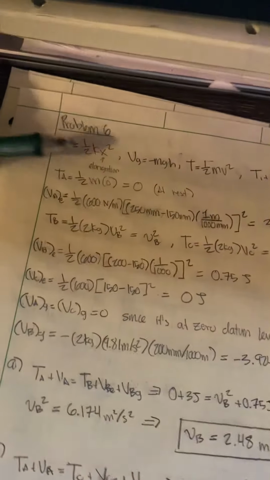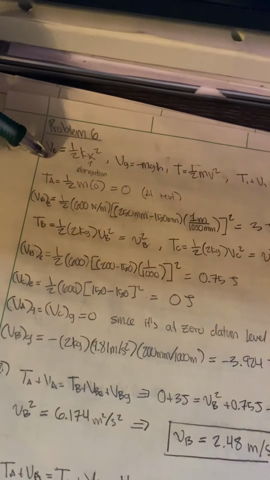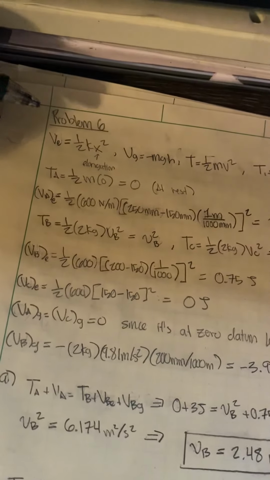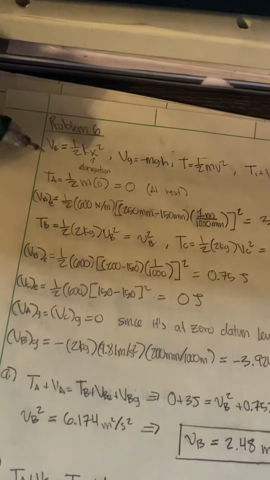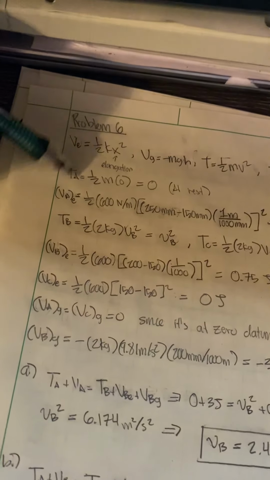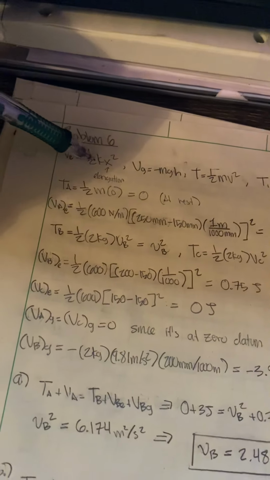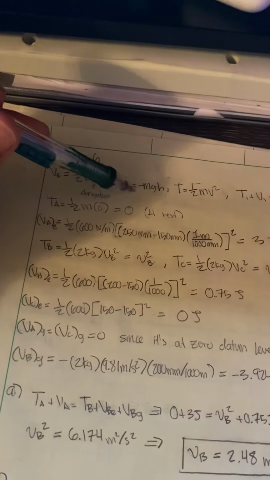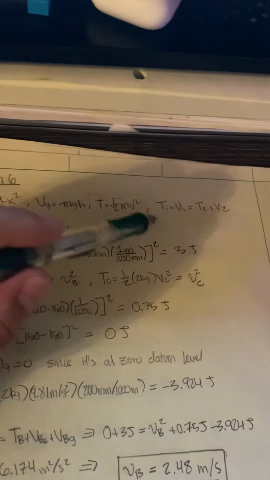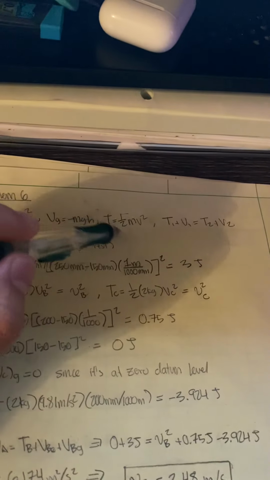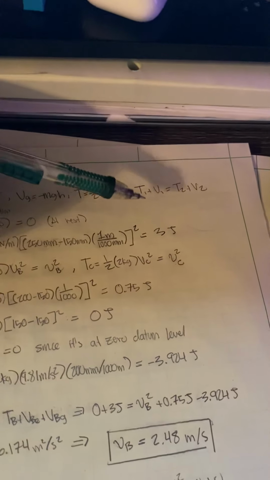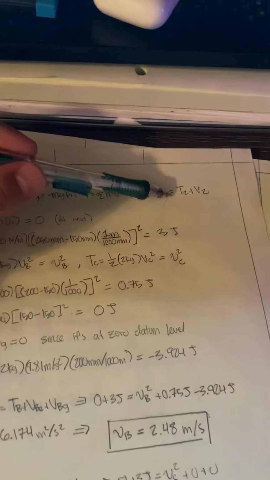So again, these are the equations I'm going to be using. This is for the potential energy of the springs, 1/2 times k times x squared. This one is for the gravitational potential energy. And then these are the same equations we were using earlier, except for this one right here, which is the one new one. This one is the conservation of energy.